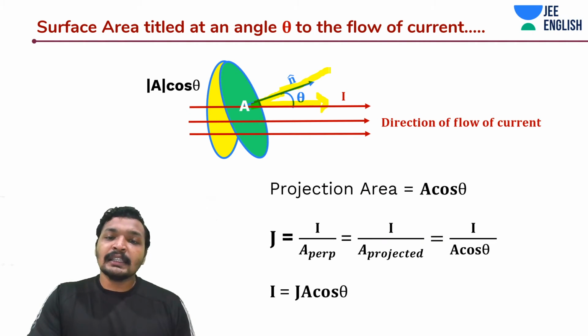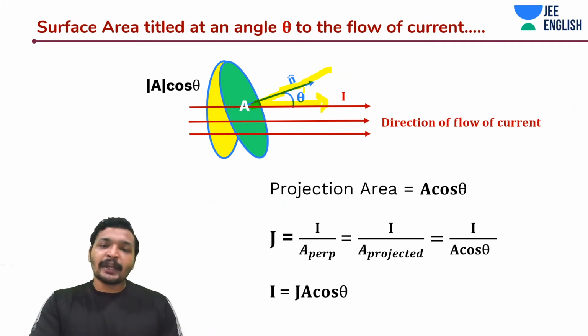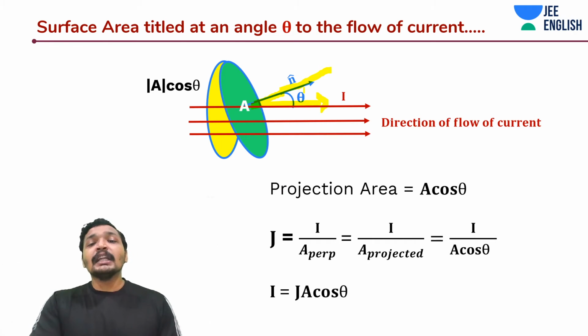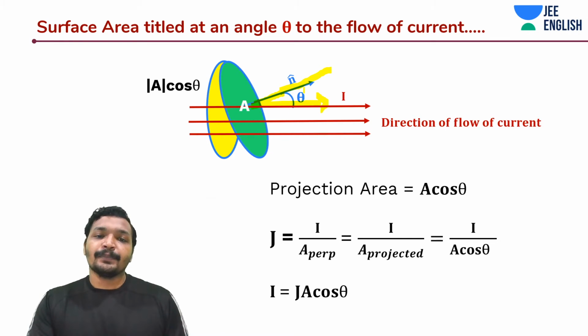Let's assume that angle as theta. Now, if there is an angle between the area vector, n cap, or whatever you call it, and the direction of current, then you are going to find out the projected area first.